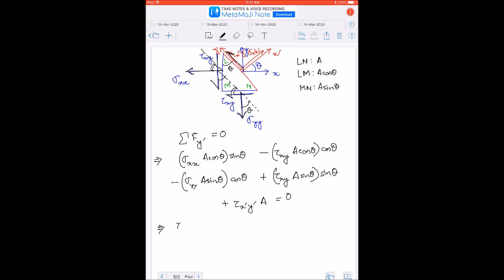So all in all, what we'll have after cancelling out the common coefficient A, tau x dash y dash is equal to minus sigma xx cos theta sin theta plus sigma yy sin theta cos theta plus tau xy cos square theta minus tau xy sin square theta.